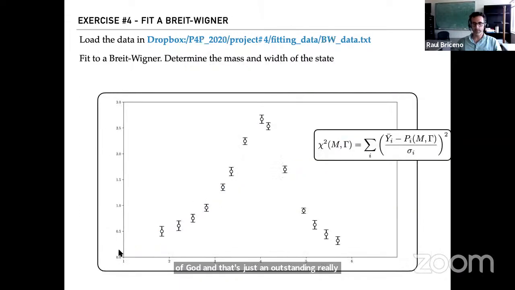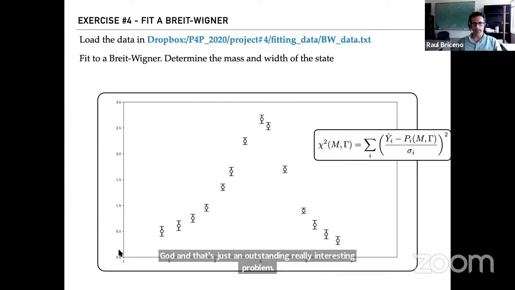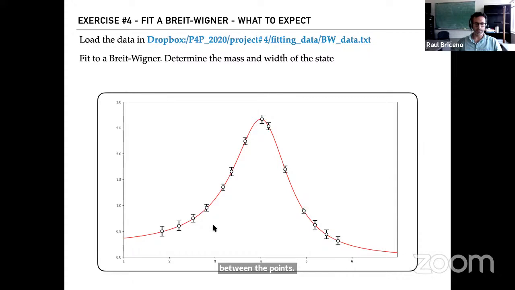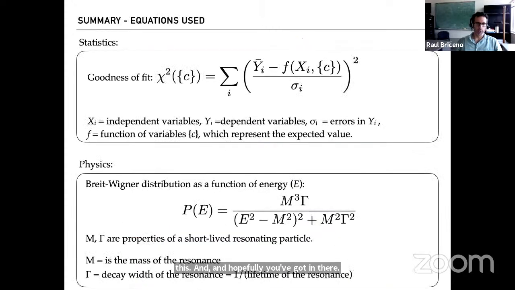And the last exercise was I gave you some fake data of some Breit-Wigner distribution that I generated with some arbitrary separations between the points and some uncertainties, and I asked you to fit this data. So you should have gotten a curve like this, and hopefully you got it. And these were the main equations that we presented.